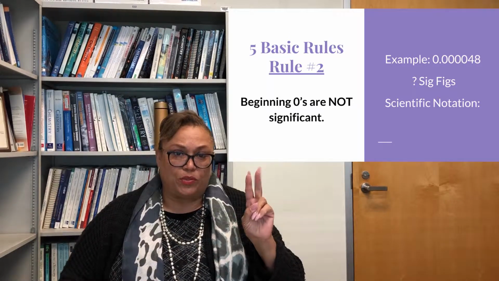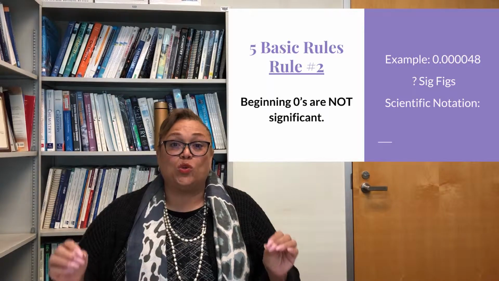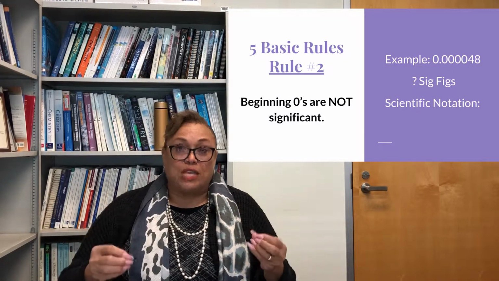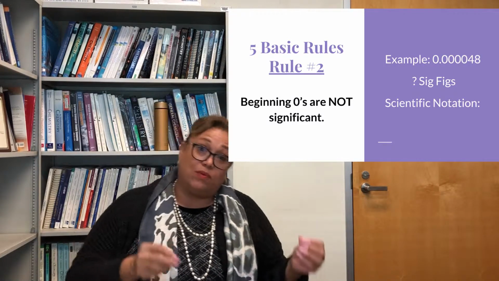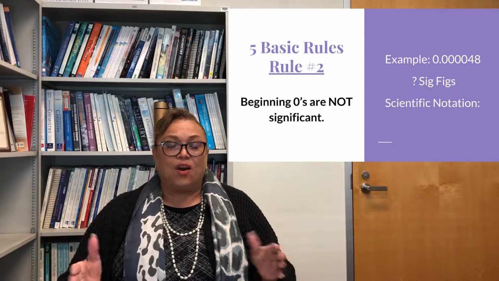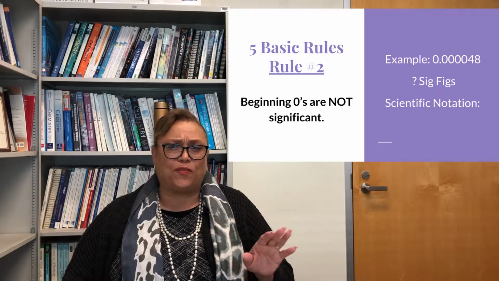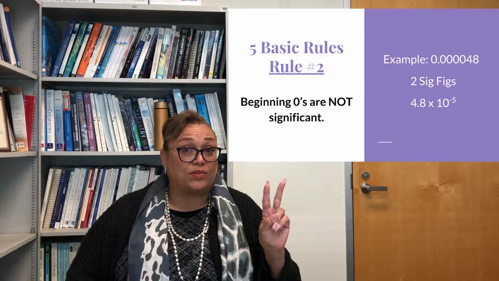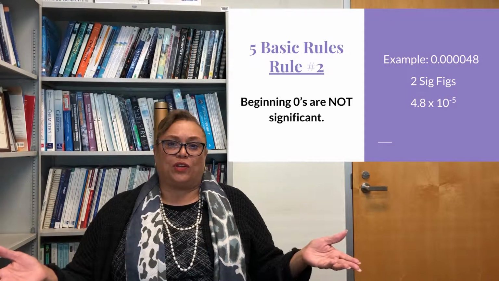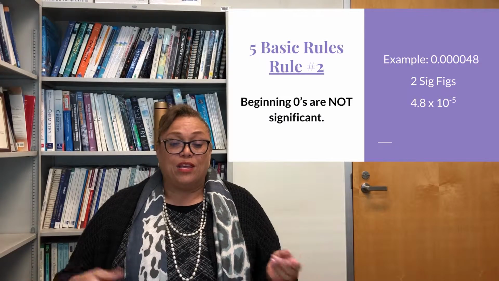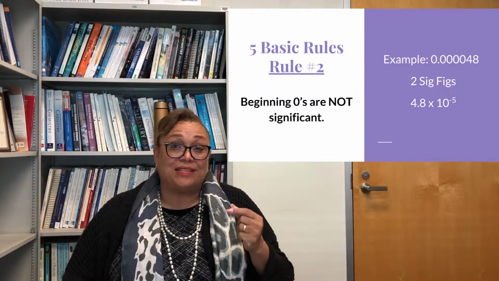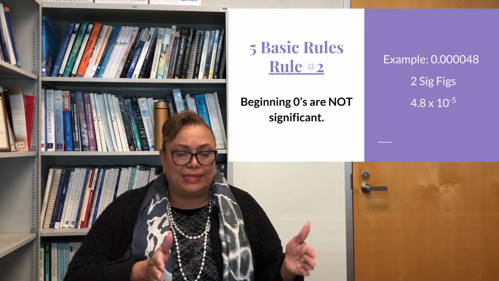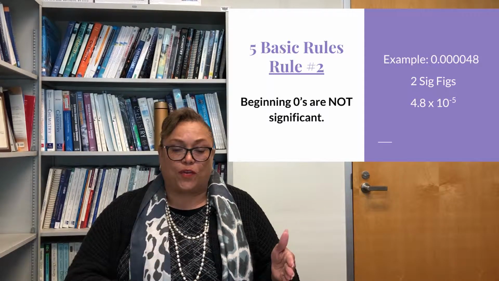Beginning zeros, this is rule number 2. Beginning zeros are not significant. What do I mean? 0.0000048. All of those beginning zeros are not significant. Only the 4 and the 8 are significant. So there's only 2 sig figs. So you can easily put that in scientific notation because we learned this already. So that would be 4.8 times 10 to the minus 5. Do you understand? So beginning zeros are not significant.